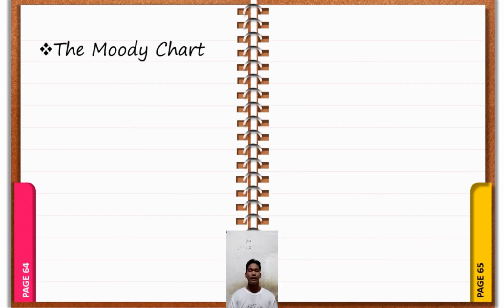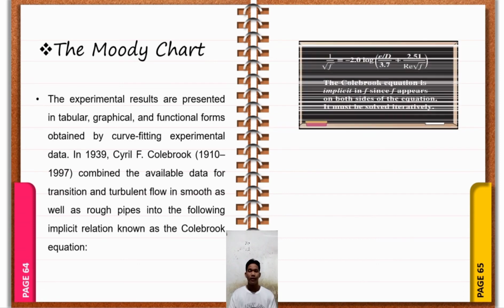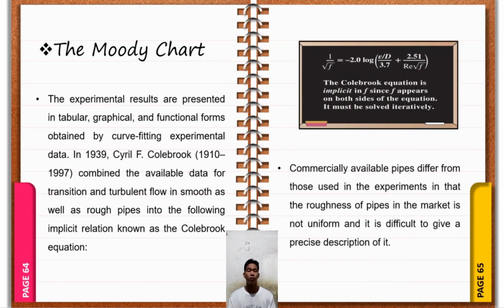The Moody chart. The experimental results are presented in tabular, graphical, and functional form obtained by curve-fitting experimental data. In 1939, Cyril F. Colebrook combined the available data for transition and turbulent flow in smooth as well as rough pipes in the following implicit relation known as the Colebrook equation. Commercially available pipes differ from those used in the experiment in that the roughness of pipes in the market is not uniform and it is difficult to give a precise description of it.